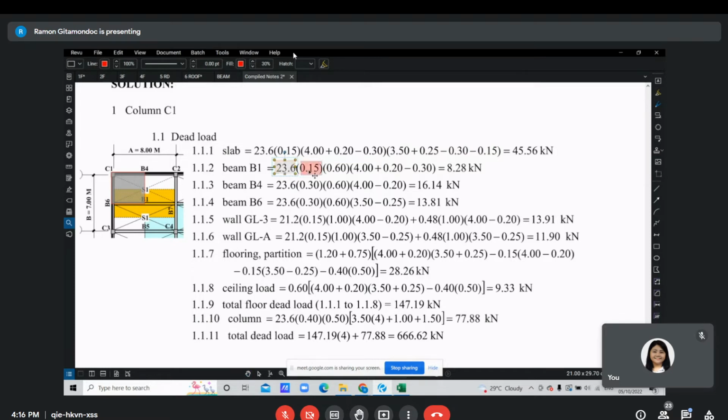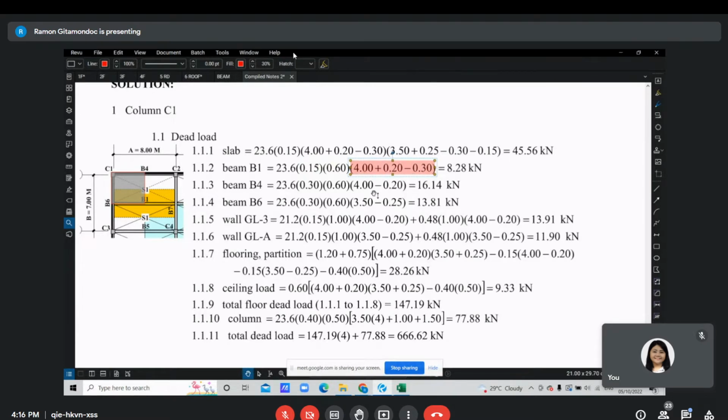Then multiplied by half of the width of beam B1, which is only that part belonging to the tributary to column C1, because the other half now belongs to C3. Then times 0.6, that is the height of the beam. Then 4 plus 0.2 minus 0.3, that is the net length of the beam.